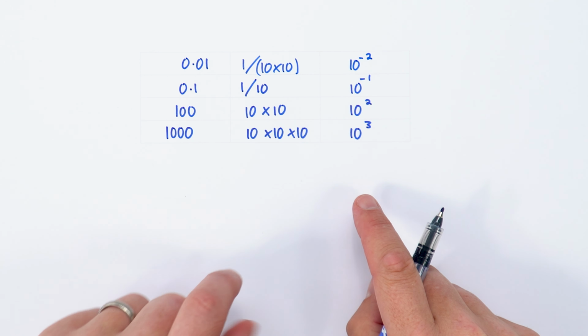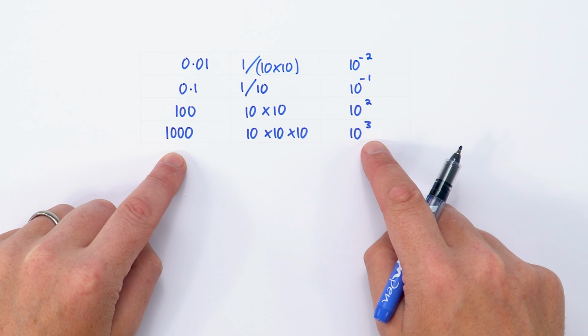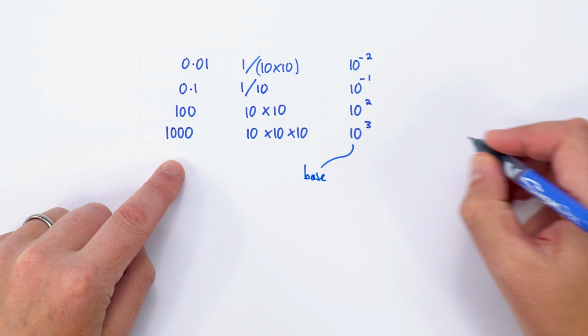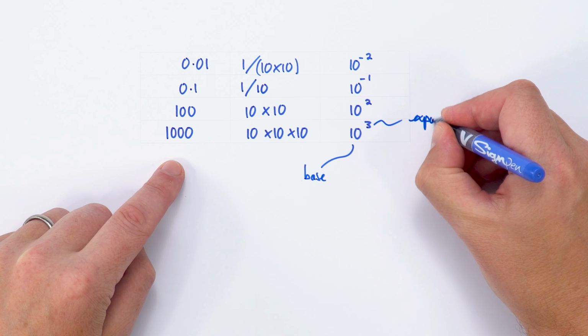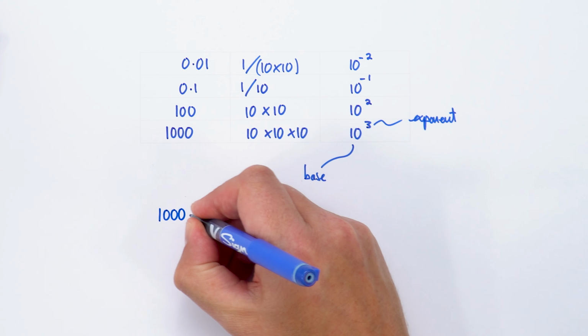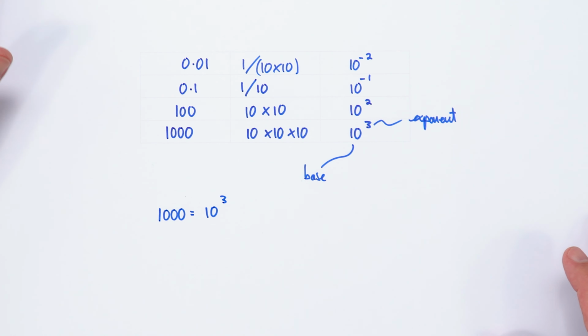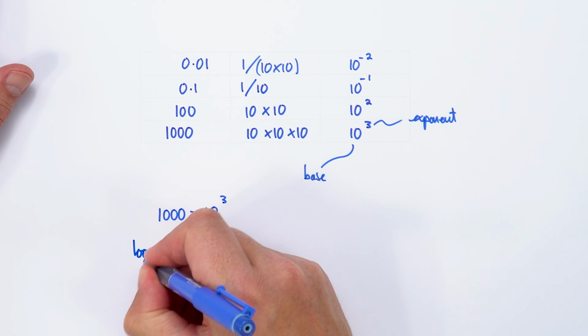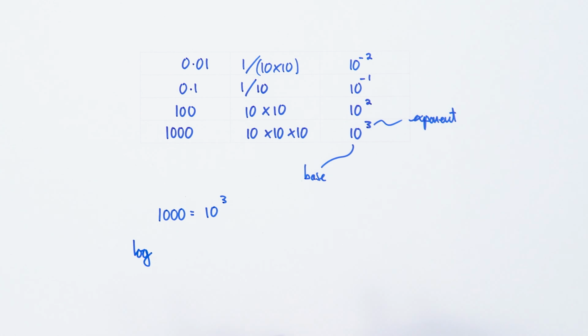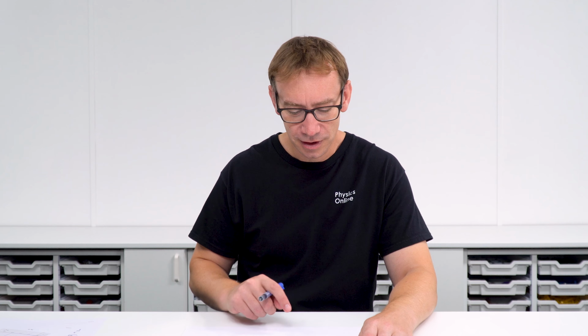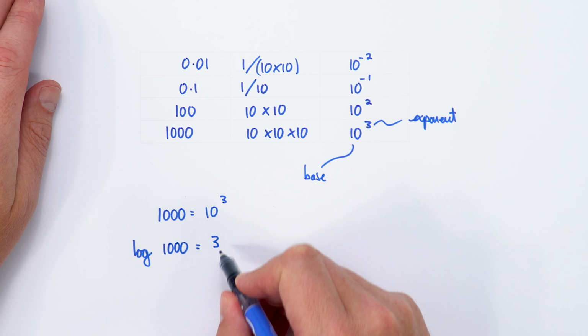So what we have here is a number, 1,000, and that can be represented as 10 to the 3. What we have here is the base, which in this case is 10, and here we have the exponent. So we can also say that 1,000 is equal to 10 to the 3. But what we can now do is take the log of both sides. When I'm talking about the log, I'm just going to put log. Sometimes, like we saw in this exam question, they just shortened it to lg. And the assumption that we make for A-level physics is we're always going to be using log to the base 10. What we can say is that the log of 1,000 is equal to 3.